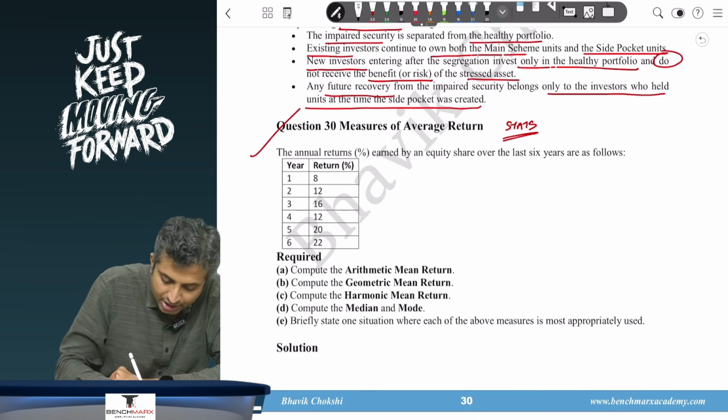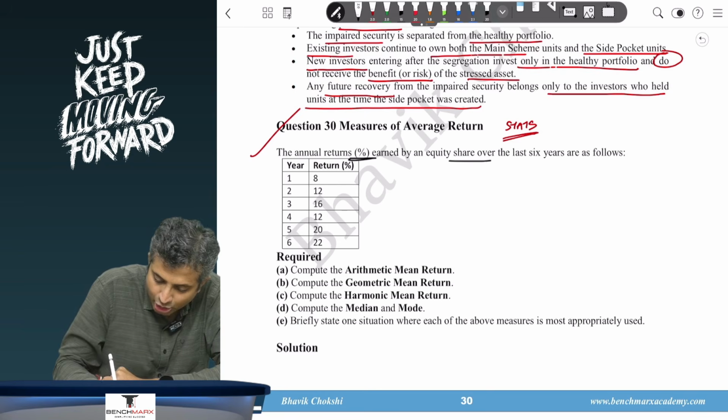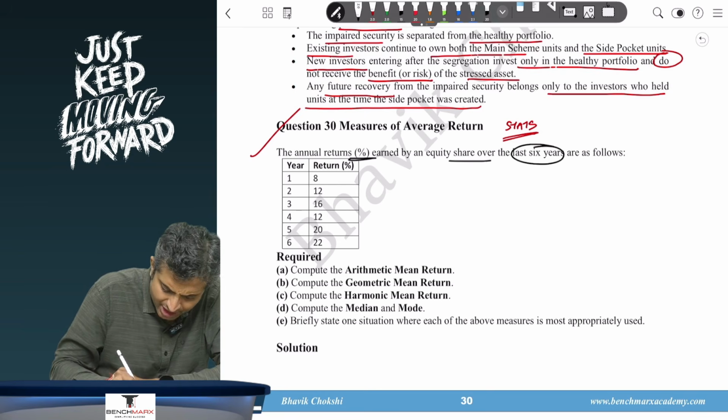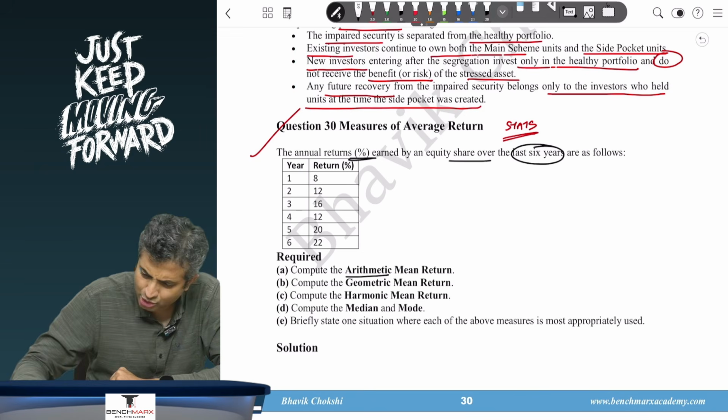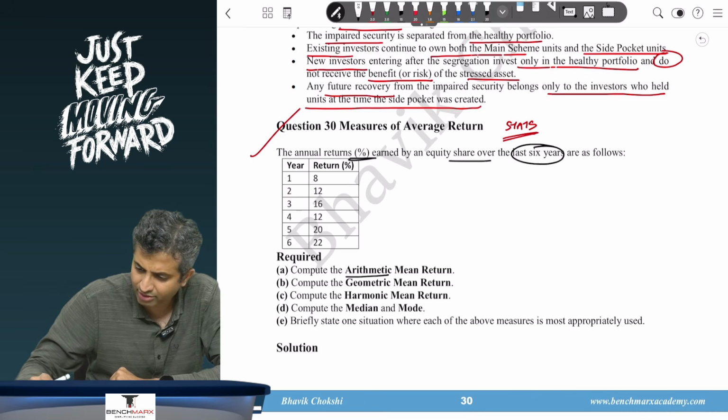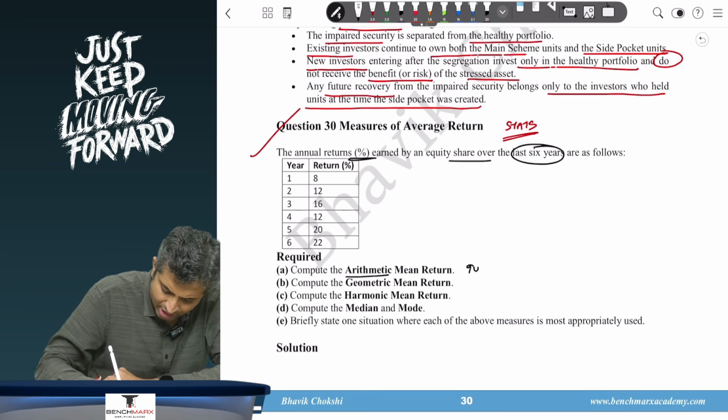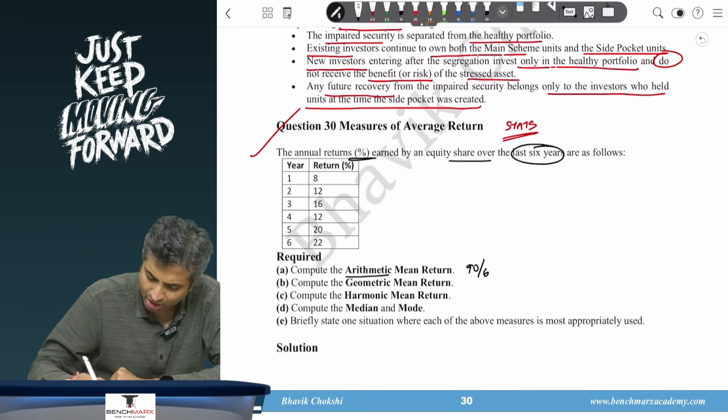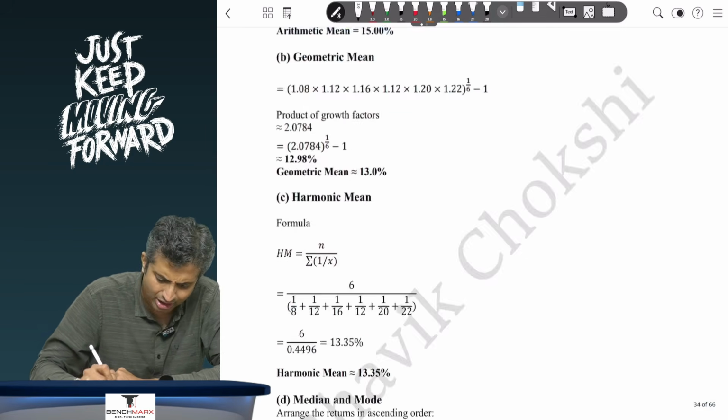So over here, the percentage returns earned by an equity share over the last 6 years are given below. So you have this data. You're required to find the arithmetic mean. So this is 8 plus 12 plus 16 plus 12 plus 20 plus 22. So this is 90 divided by 6, which comes to around 15%. This is your arithmetic mean.